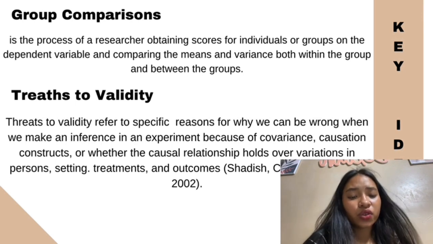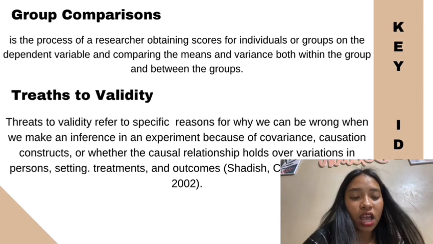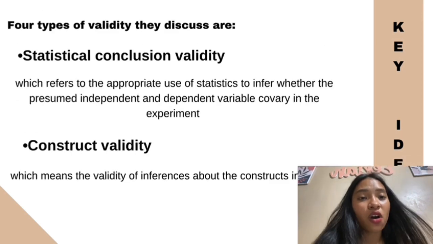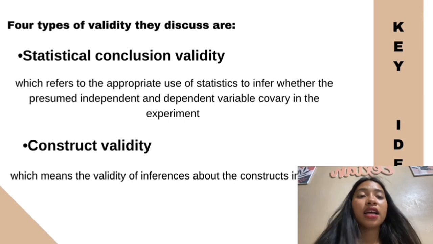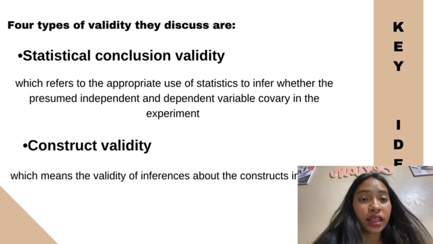So next is the threats to validity. Threats to validity refer to the specific reasons why we can be wrong when we make an inference in an experiment because of covariance, causation, constructs, or whether the causal relationship holds over variation in persons, settings, treatments, and outcomes. Four types of validity. So first is the statistical conclusion validity, which refers to the appropriate use of statistics to infer whether the presumed independent and dependent variables could vary in the experiment.